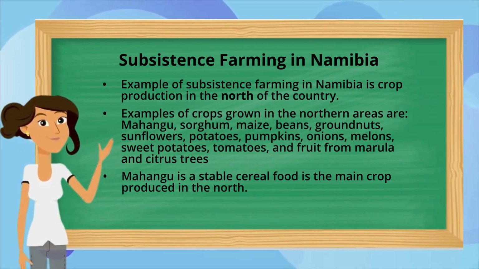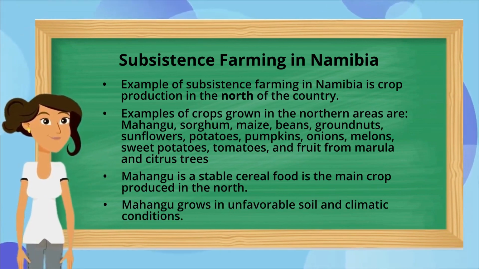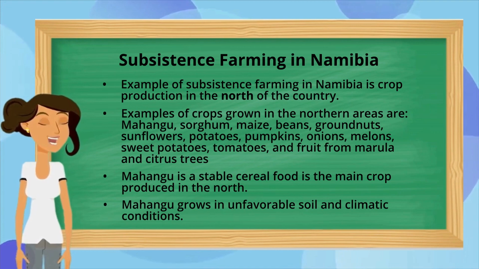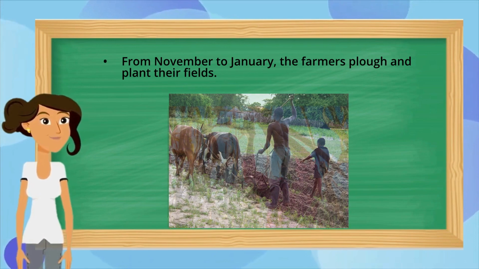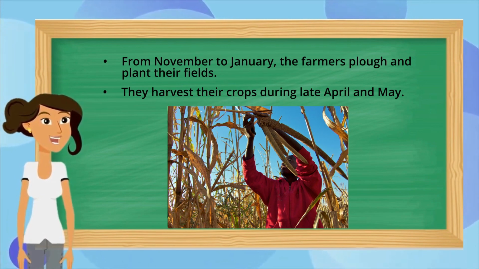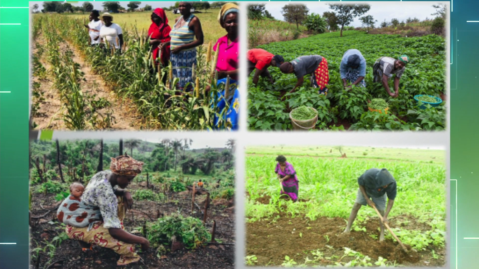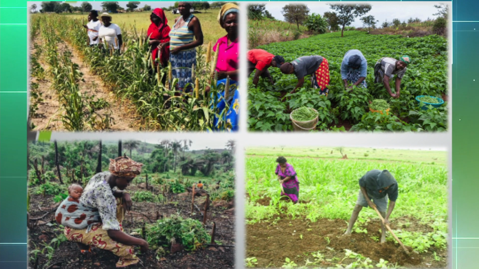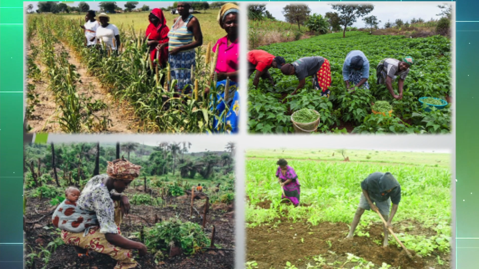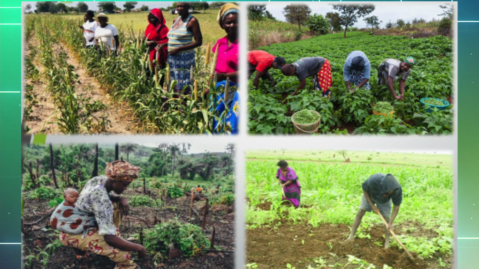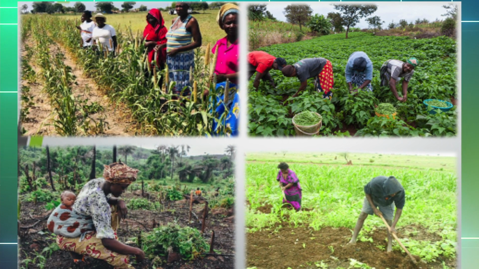Mahangu is a staple cereal food that is the main crop produced in the north. Mahangu grows in unfavorable soil and climate conditions. From November to January, the farmers plow and plant their fields. They harvest their crops during late April and May. The pictures below show how subsistence farming is practiced in the northern part of the country. The picture also shows how family members work together to get the job done. Most of us travel to the northern part of the country to practice this type of farming for own consumption.